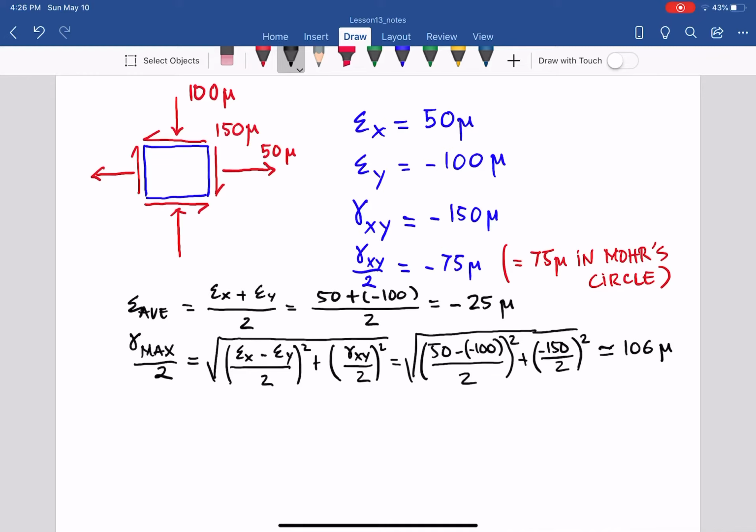So as you can see, the radius now. From that, what do we have? The center and the radius, right? So we can draw the Mohr circle.